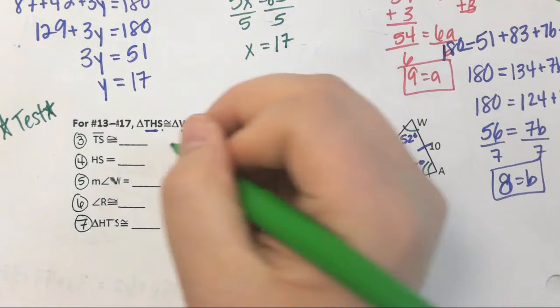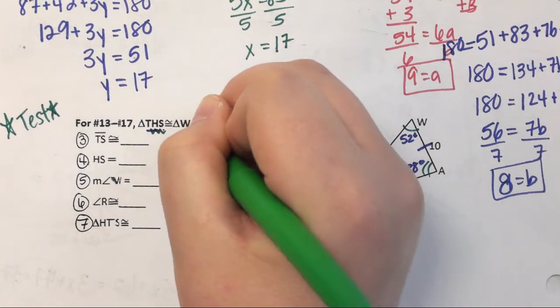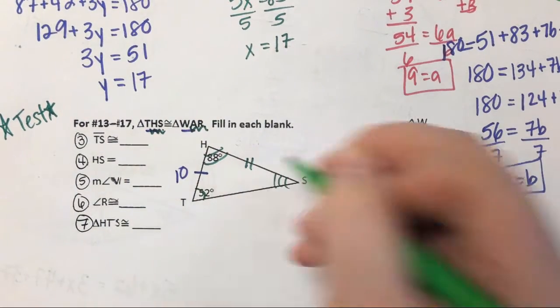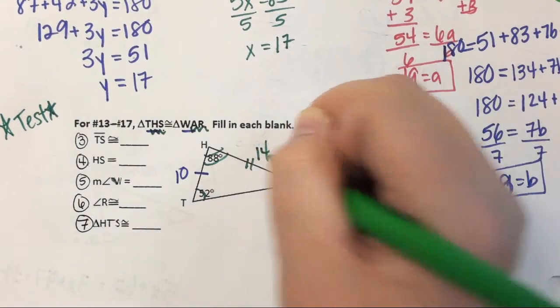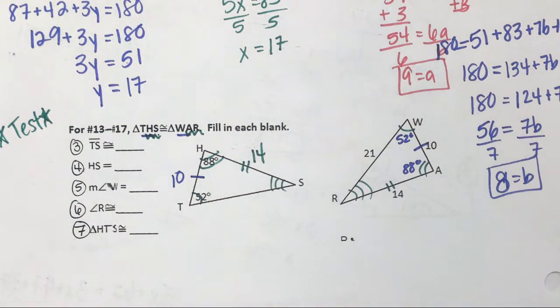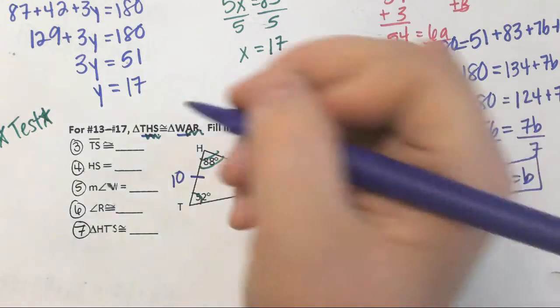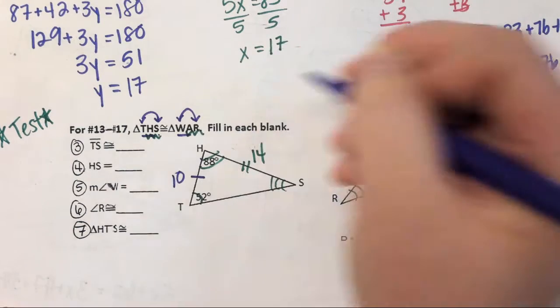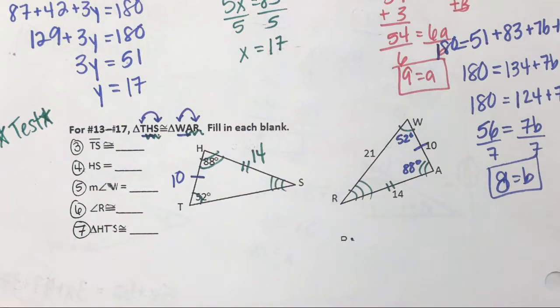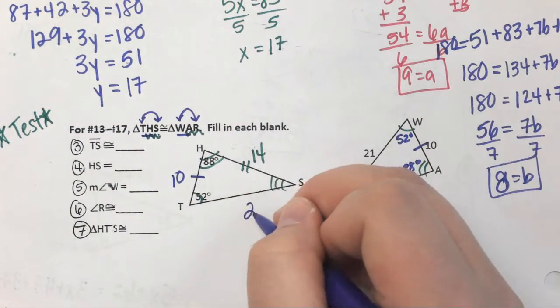And then I see HS and AR go together. So if HS has 2 dashes, AR needs 2 dashes. Well, that means I can put a 14 over here. And then I know they're super far apart, but T and S go together. So W and R go together. Or just process of elimination. That's the only side left. So I get to put a 21 over here.